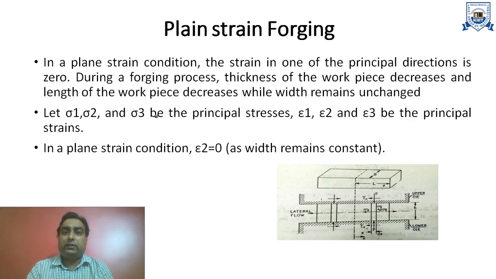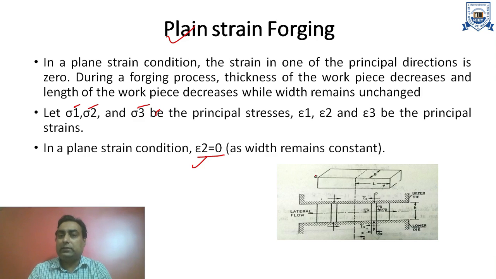Next category is plane strain forging when friction is being considered. Let us suppose there are three principal stresses, sigma 1, sigma 2 and sigma 3, and the associated principal strains are epsilon 1, 2, 3. In plane strain condition, we are assuming the strain is 0 in one direction. So in this particular analysis our width remains constant, so there is no change in the width, and the strain in the direction of the width will be equal to 0.